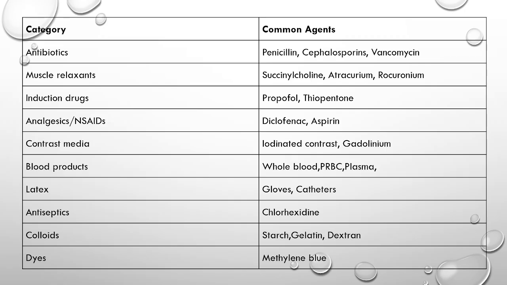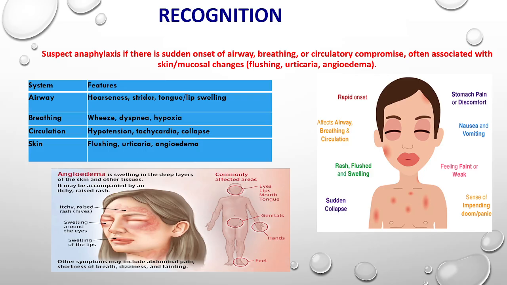So common agents in hospital which can cause anaphylaxis are antibiotics, blood products, muscle relaxants and induction agents in the operation theatre, and some painkillers, contrast media in the radiology department, and some antiseptics, and colloid IV fluids like starch, gelatin and dextran, and some dyes like methylene blue.